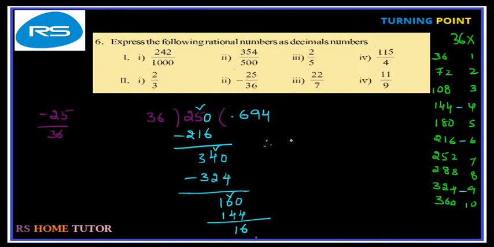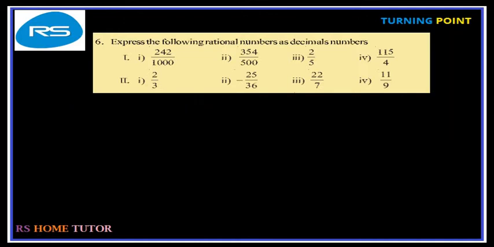Therefore I can write this answer as 0.694 bar. 4 is repeating here, and we have kept aside the minus sign, so your answer will be minus of 0.694 bar. So that's all about this sum. I hope you understood. So we'll see the third question.